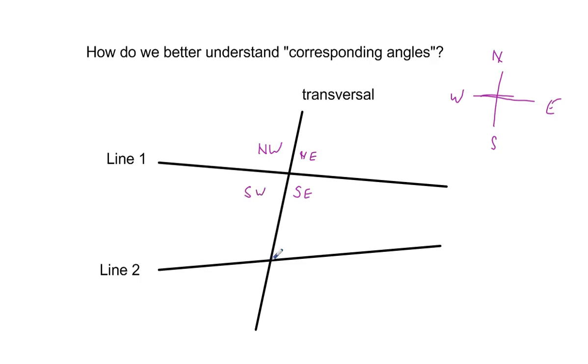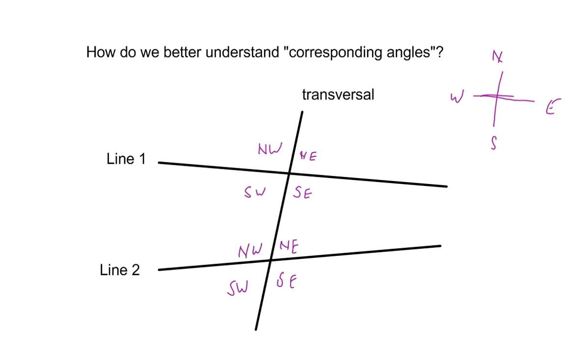Let's go to this intersection over here. This point over here, this again is the northeast corner. This is called the northwest corner. This is called the southeast corner, and this of course is called the southwest corner. So if you know your directions, this should be pretty easy. So why do we call them corresponding?